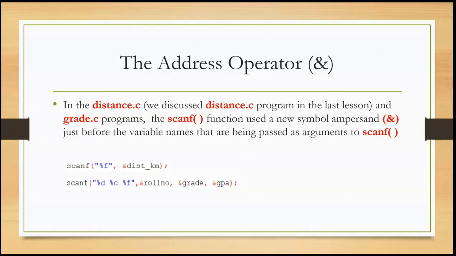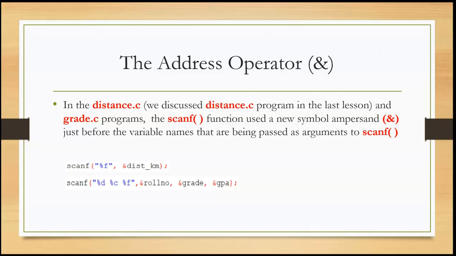Now let's discuss the address operator ampersand. In the distance.c and grade.c programs, the scanf function used a new symbol, ampersand, just before the variable names that are being passed as arguments to the scanf function. Remember, we discussed the distance.c program in the last lesson.